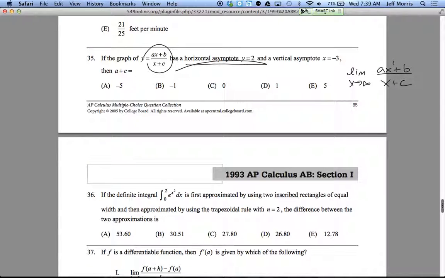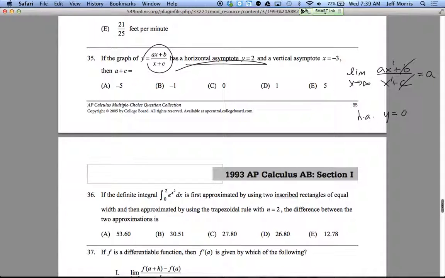Largest power on top is this, largest power on the bottom is this. You can disregard this junk. So it's just a ratio of the coefficients. So the horizontal asymptote has to be a. Do you realize that it wouldn't have mattered if you went to negative infinity? Because there's nothing piecewise there to make you change the sign and make it negative a. Okay? So the horizontal asymptote is a.